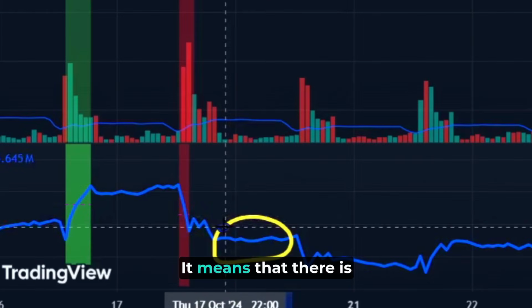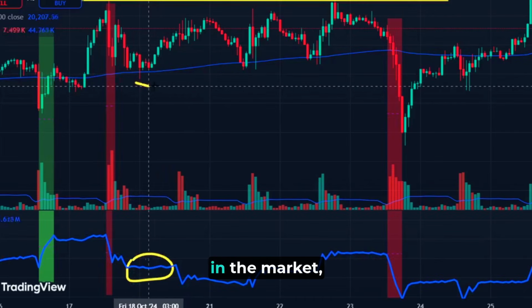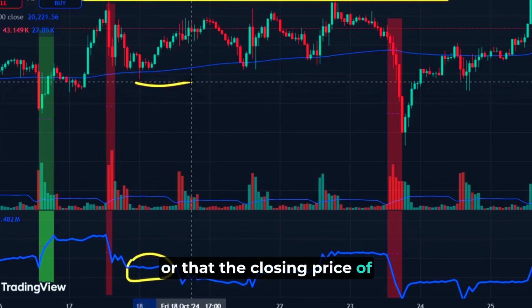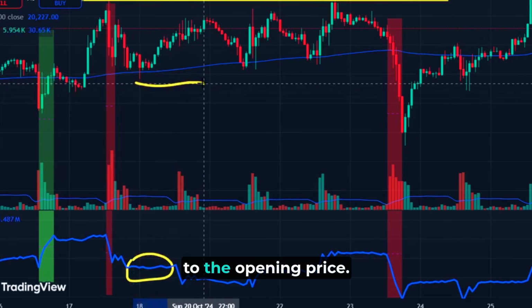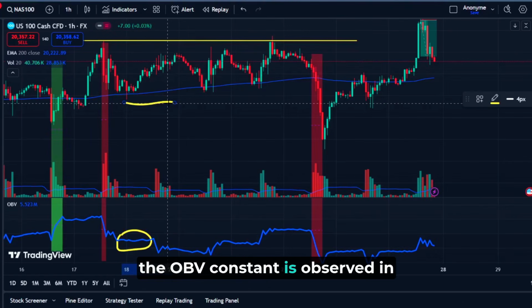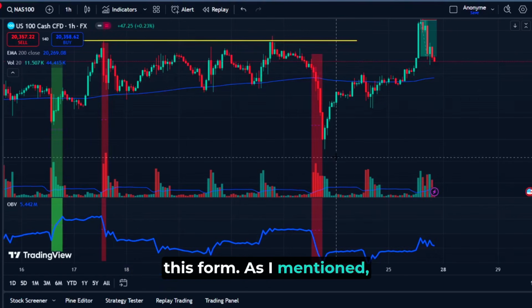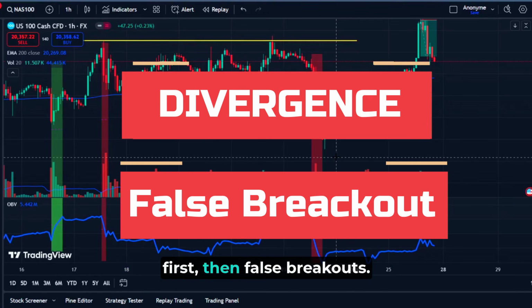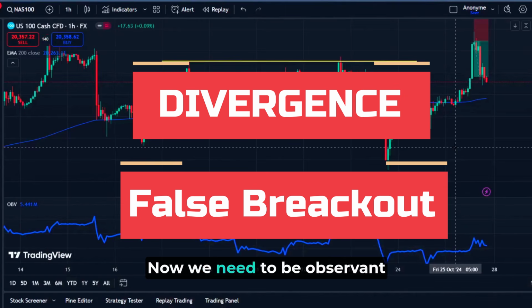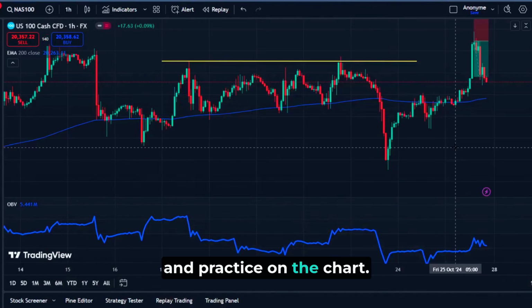Sometimes we notice that the indicator is flat like this. What does this mean? It means that there is insufficient liquidity in the market, or that the closing price of those candles is equal to the opening price. Thus, the OBV is constant in this form. As I mentioned, this indicator has many uses, and we will focus on divergence first, then false breakouts. And now we need to be observant and practice on the chart.